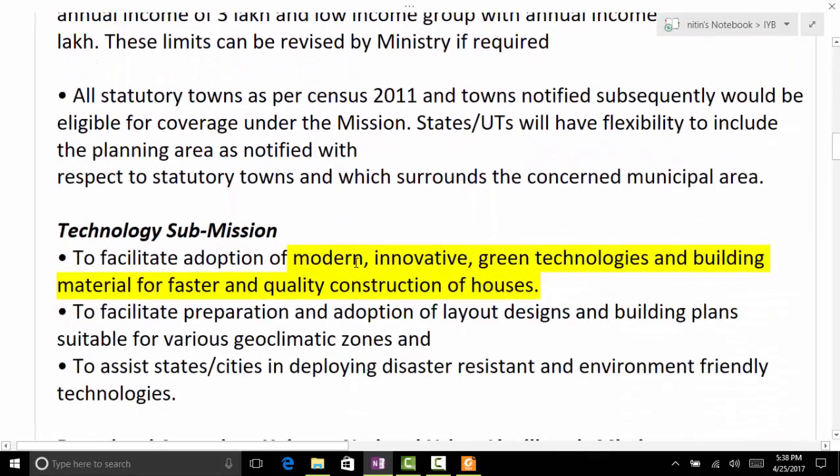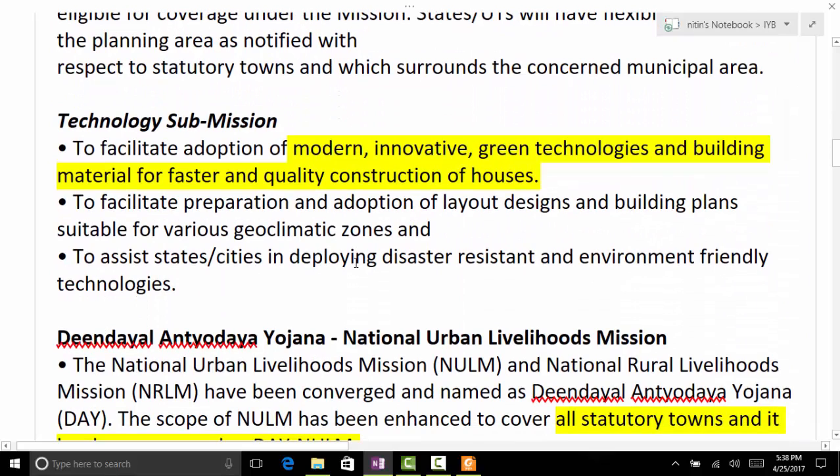And these are the beneficiaries, and there is a technology submission as well. Yes, the submission will help in bringing better technologies, modern innovative green technologies and building material for faster and quality construction of houses.